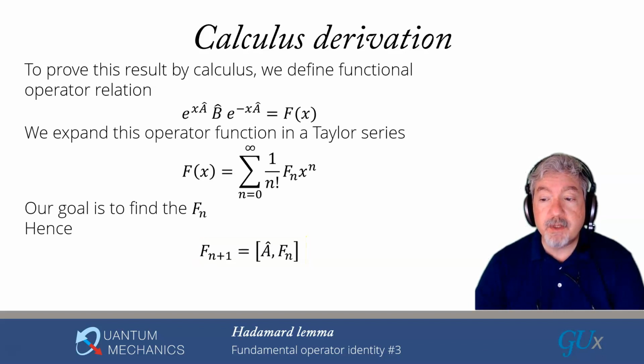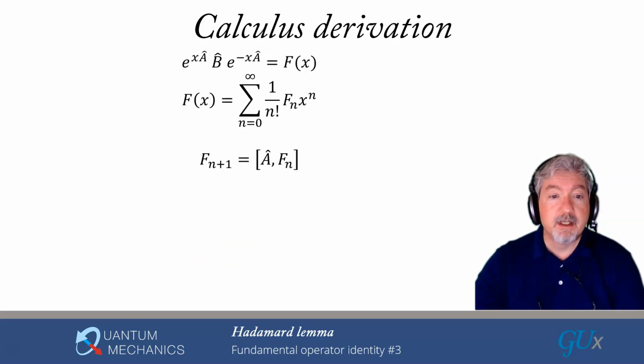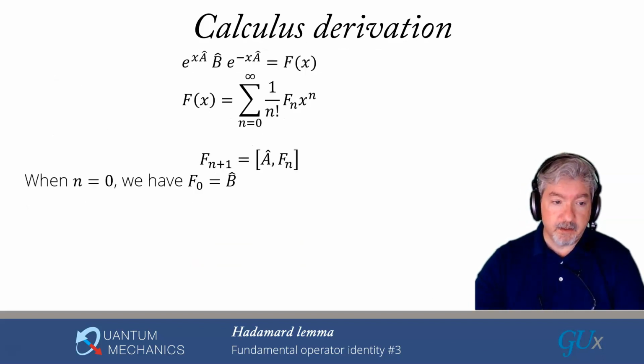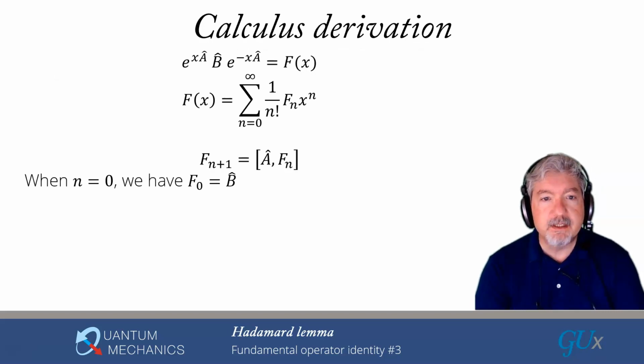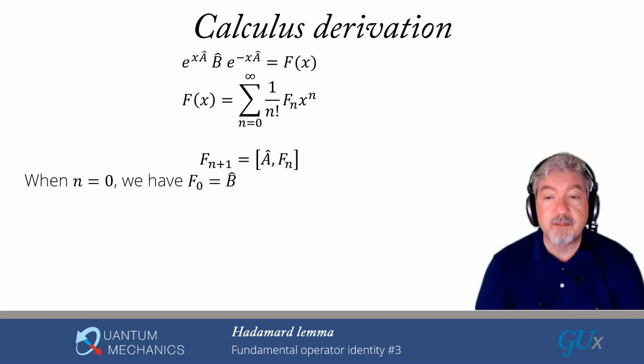Okay, we're almost done. We have just a couple more steps. So let's take a look at what happens when n is equal to 0. Well, we already know what the first term in this expansion is. It's just b hat. Because if I look at an expansion of those exponentials, each of them has a term that starts with a 1. And we saw this before when we were doing our algebraic proof. So the first term is f0 equals b hat.